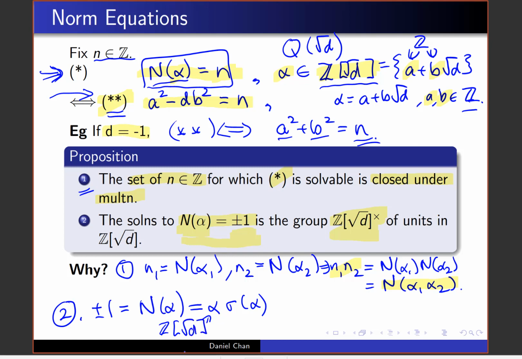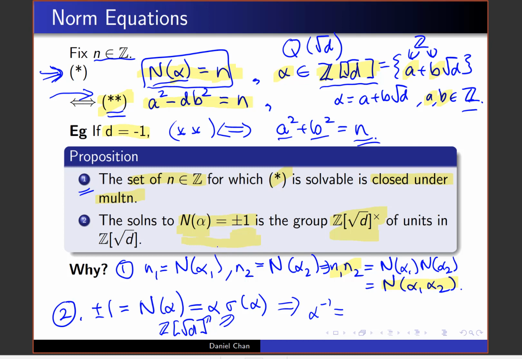And remember, what did you do to get sigma of alpha? You just changed the a plus b root d to a minus b root d. So this sigma of alpha is also in Z[√d]. Now, what do we have to show? We have to show that alpha is invertible. And in fact, I'm going to produce an inverse for it. Alpha inverse is equal to what?